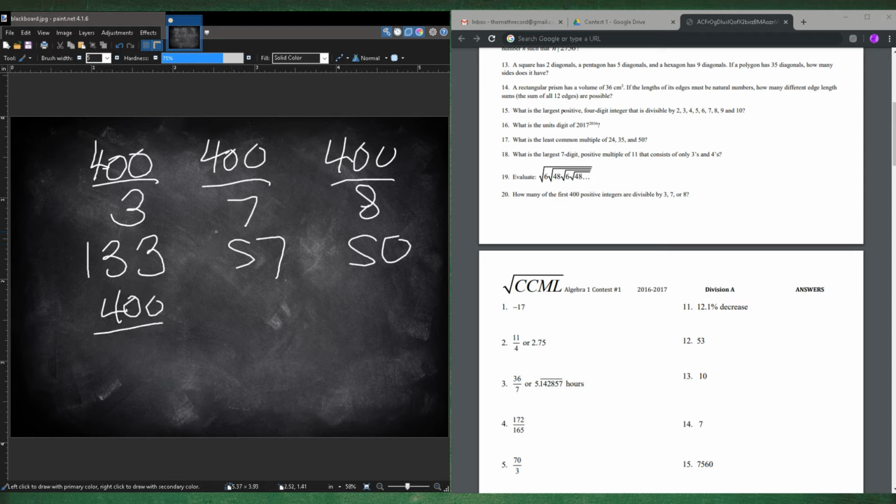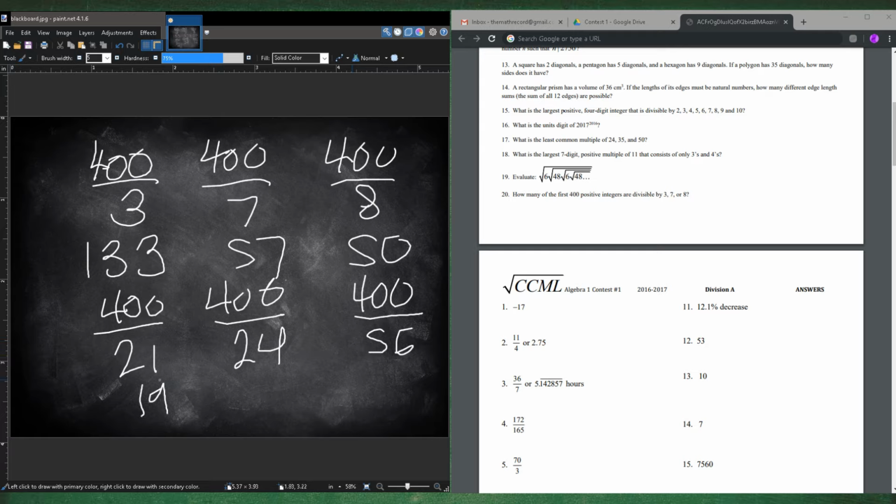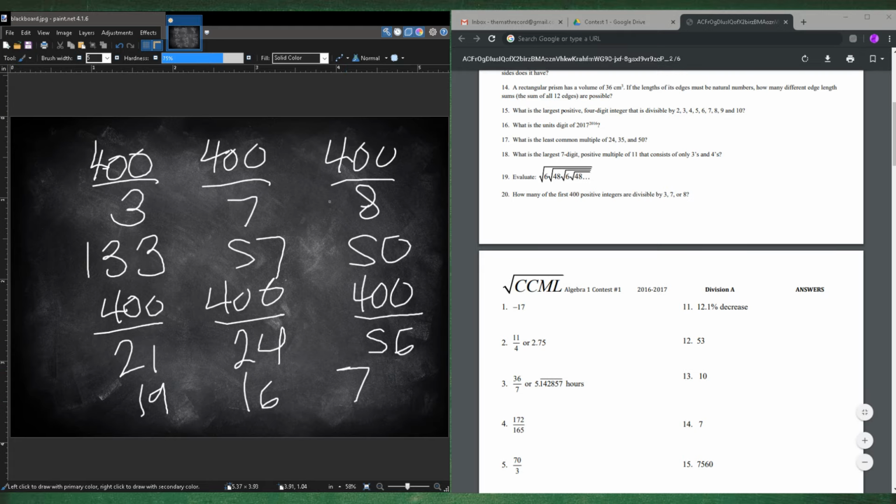So 3 times 7 is 21, and 3 times 8 is 24, and 7 times 8 is 56. So the numbers for those: 400 divided by 21 is 19. 400 divided by 24 is 16. And 400 divided by 56 is 7. Okay? So now you've got all the ones that are pairs.